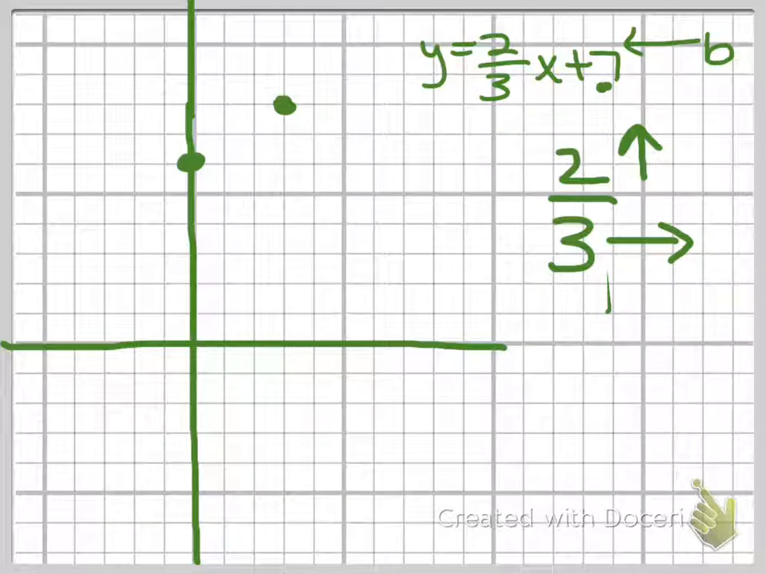Okay? And we can do this again. We can go up 1, 2, and over 1, 2, 3 to right there. So just keep going. You can just keep going. Over, up 2, over 3, up.